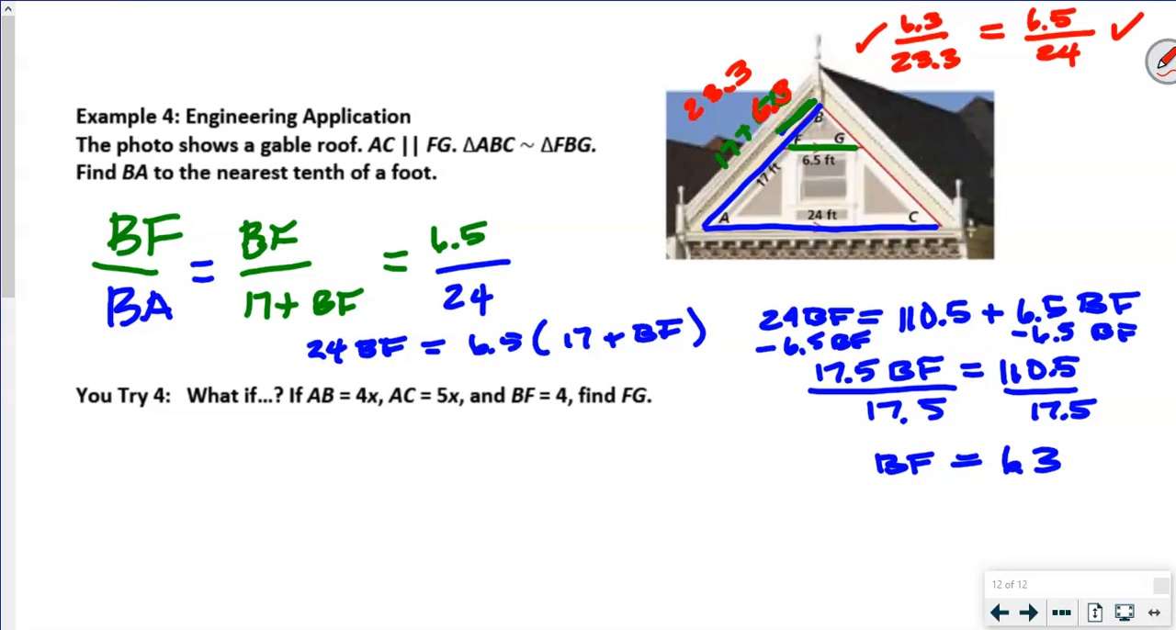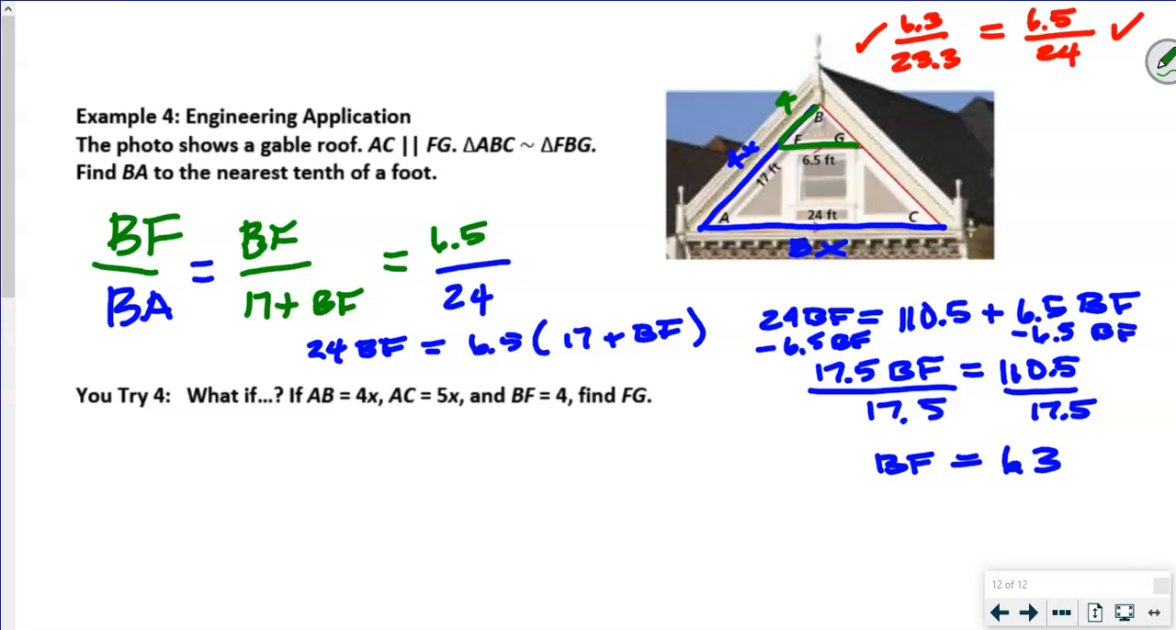Now, this last one says, what if? So we have AB, AC, BF, and we find FG. Okay, so let's go ahead and erase what we had up here so we can label this stuff, because we're not using the stuff that's in the drawing. Okay, so it says now that AB, the whole length of AB, is 4x. Okay, and then it says AC, which is part of the big triangle, right? So I'm going to put that down here. It's 5x. Then we have BF, which is this little part up here, that is 4, and we're looking for FG.